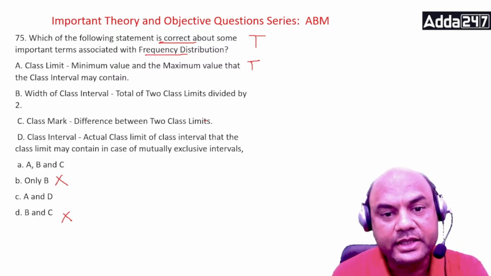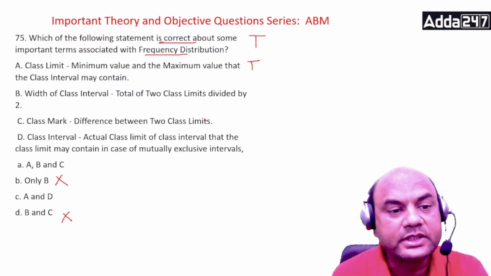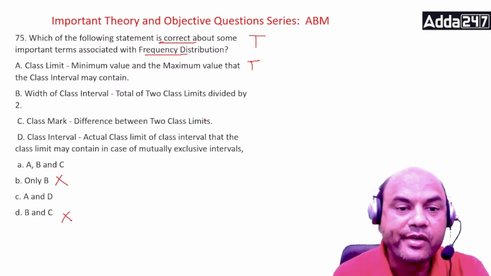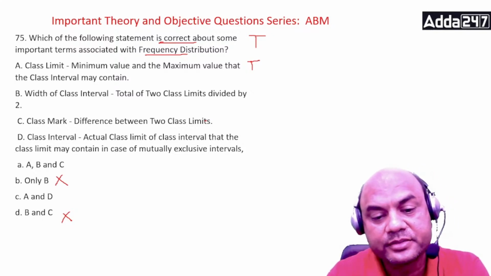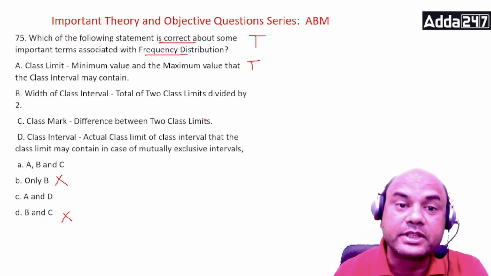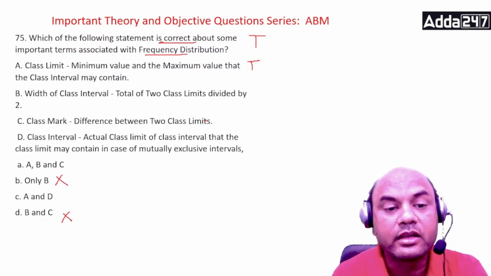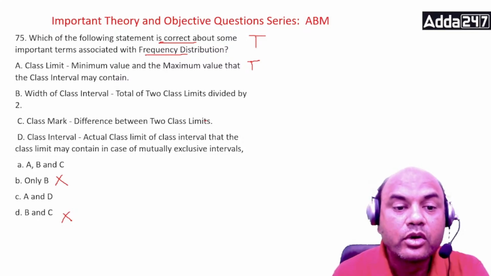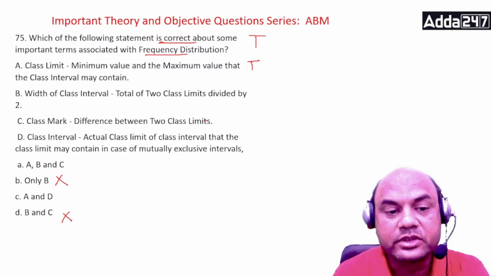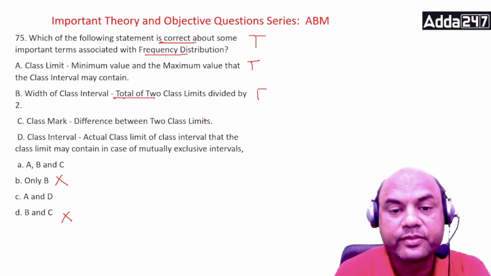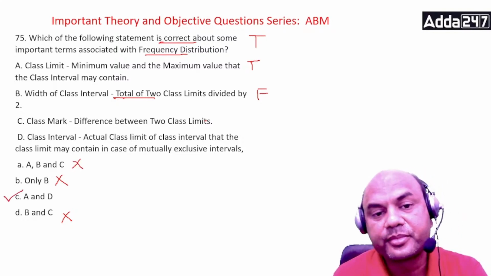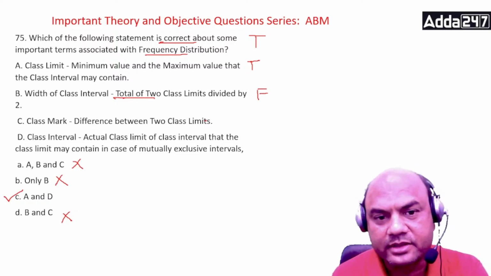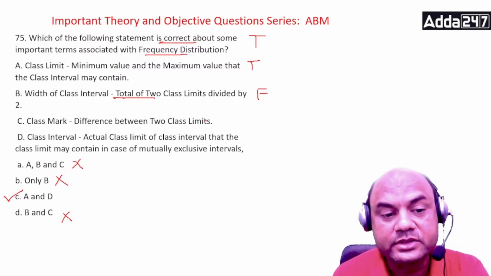Next one. What is the second definition? Width of the class interval. Width of the class interval means the difference between the lower and the upper class limits. That is the actual definition. What is given over here? Total of the two class limits. It's not total, it's the difference. So this is false, and once this is false, immediately this is out. So your answer is A and D. Agreed, but you must know the correct definitions also. So A and D are correct.